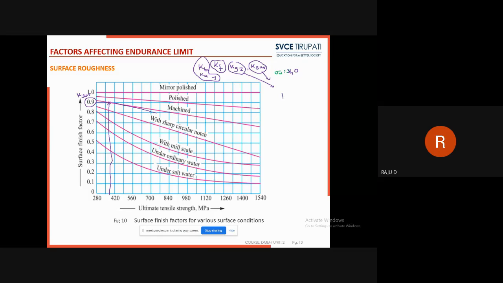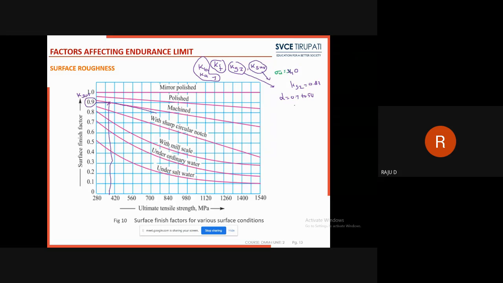If the diameter value is 0.7 to 50 mm, the size factor value is 0.83. Remember all of you, K size factor is equal to 0.83, a constant value. In our problem, they will give the diameter value. Based on the diameter value, you have to take that size factor.